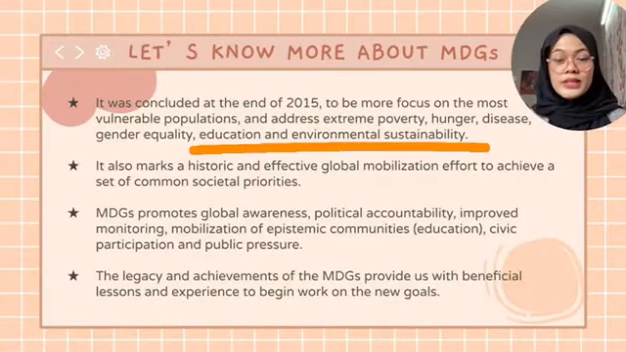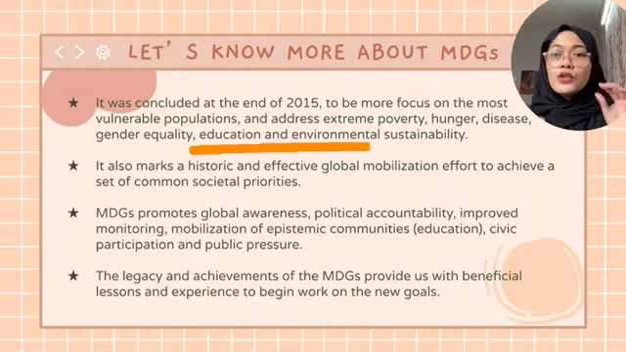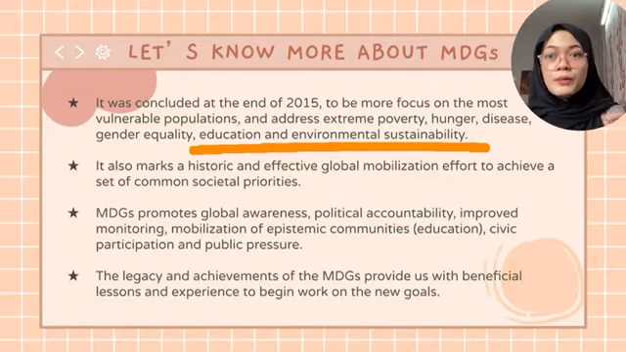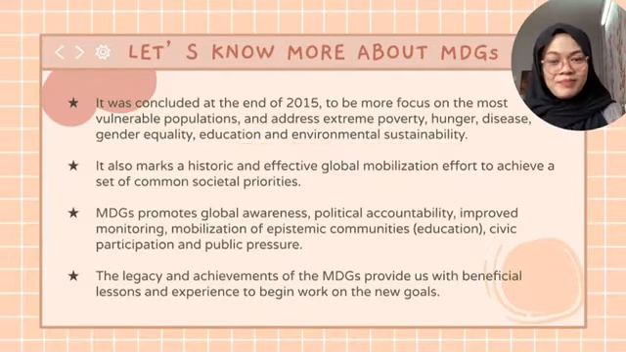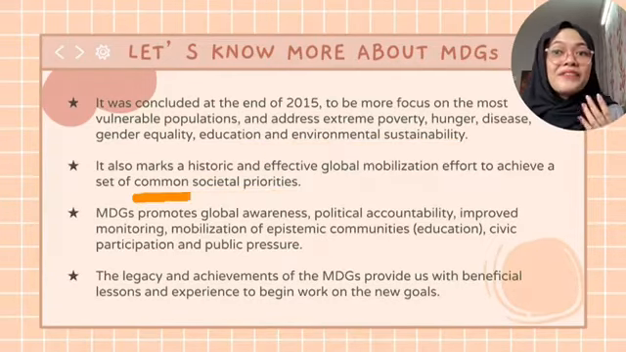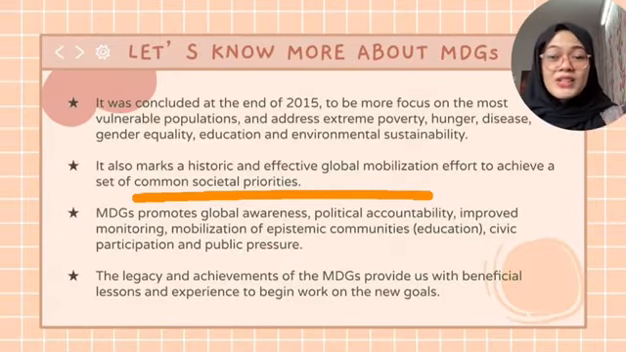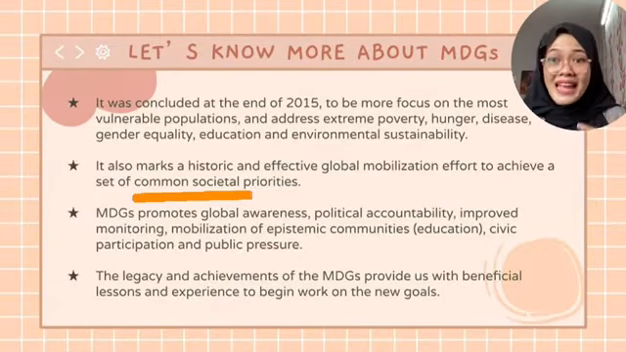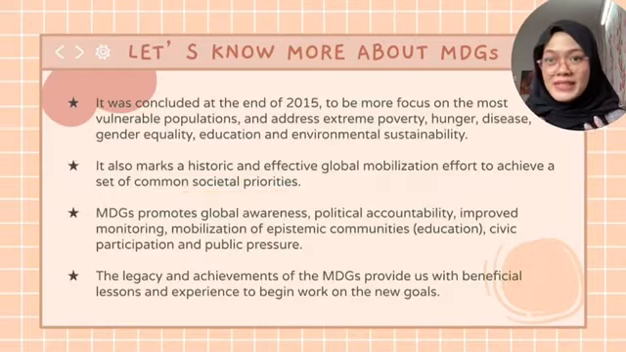MDGs concluded at the end of 2015 to be more focused on the most vulnerable population and address extreme poverty, hunger, diseases, gender equality, education, and also environmental sustainability. It also marks a historic and effective global mobilization effort to achieve a set of common societal priorities.